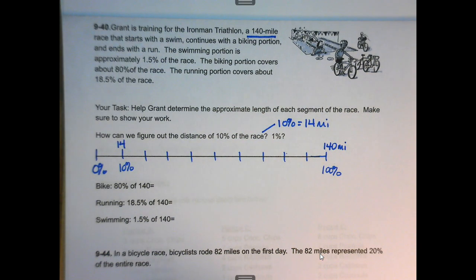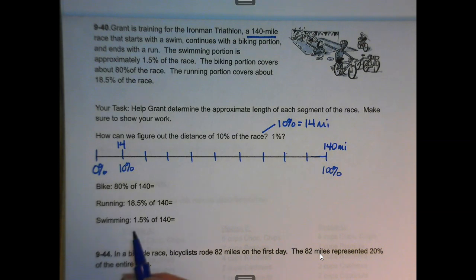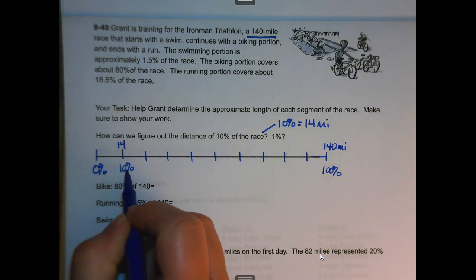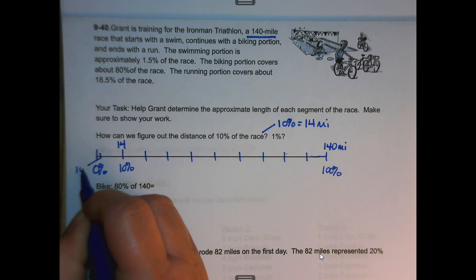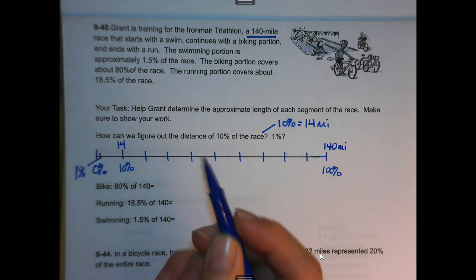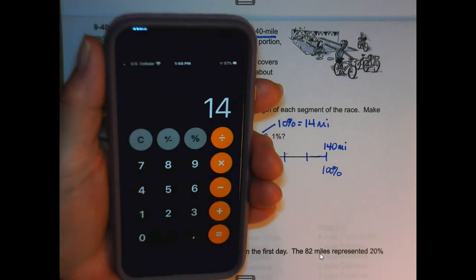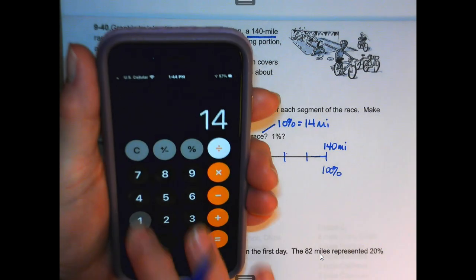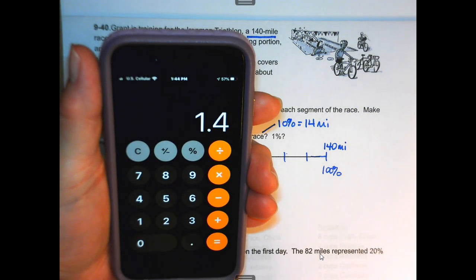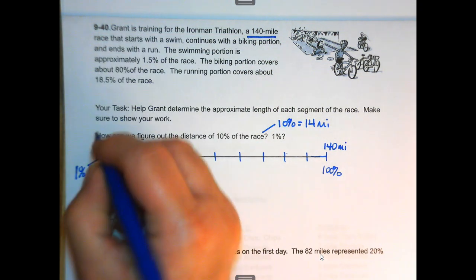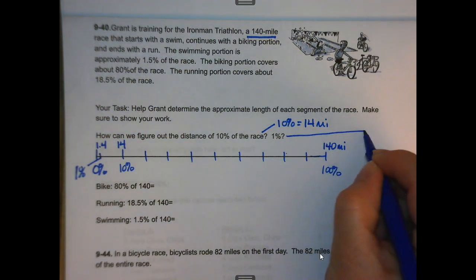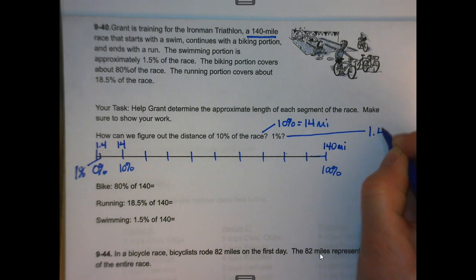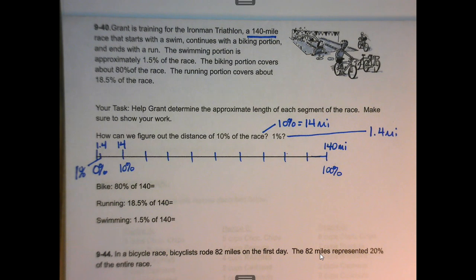That was pretty easy. If I want to know what 1% is, I can take this 10% and divide it by 10, and my 1% is going to be down here. If I divide 14 by 10, that's right, 1.4, 1 4/10. So for this answer, I'm going to put it over here so we can see it easier: 1 4/10 miles.